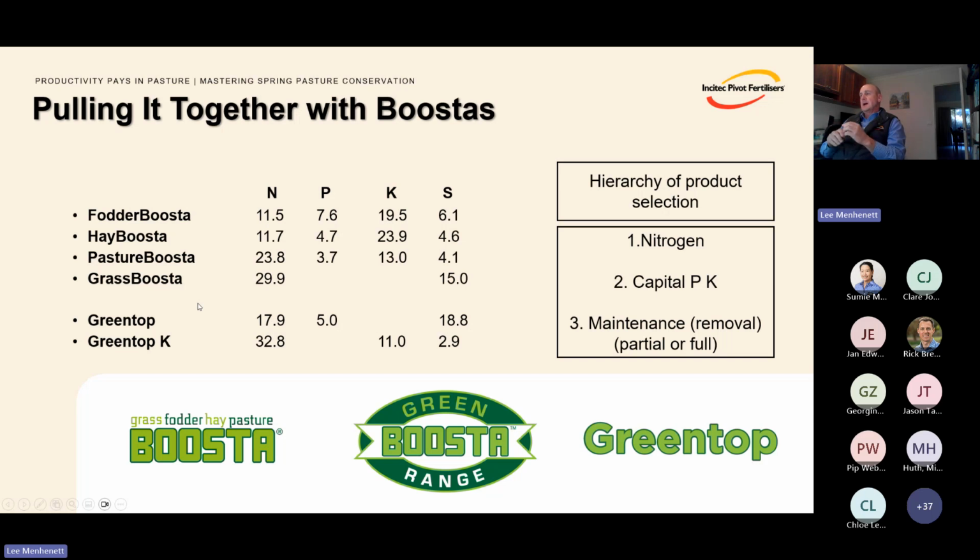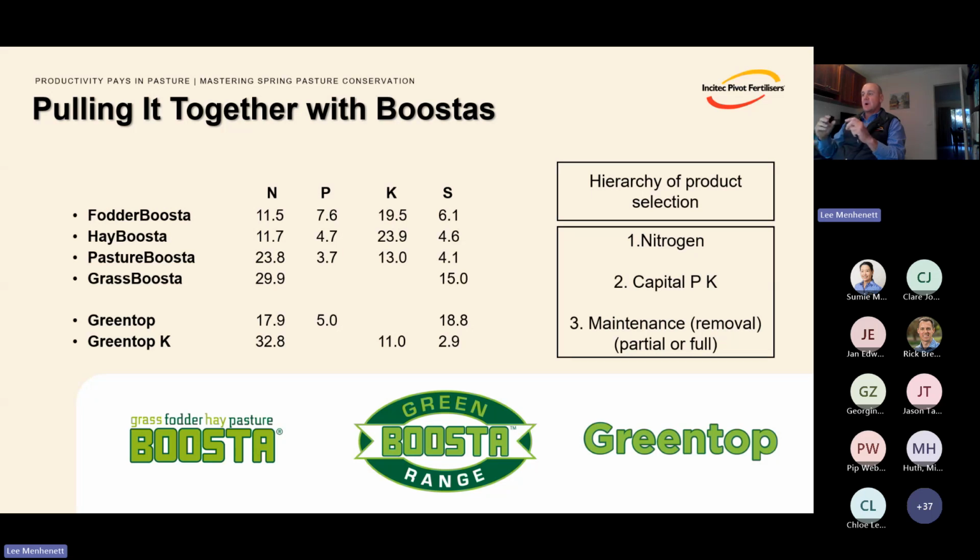So to pull all that together, we've spoken about the 4 key nutrients there, and there's a range of different boosters and green top blends that are available to satisfy the different requirements. When we work out our hierarchy of product selection, number one is nitrogen. So we're setting our nitrogen rate between that 25 and 60. We're then going to look at our critical values. Do we need that capital boost or not with P and K?